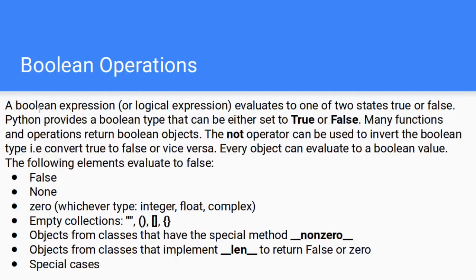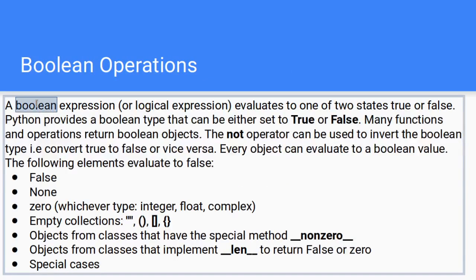A Boolean expression evaluates to one of two states, true or false. Python provides a Boolean type that can be set to either true or false. Many functions and operations have Boolean objects. The not operator can be used to invert the Boolean type. In other words, convert it from true to false or vice versa, for example.